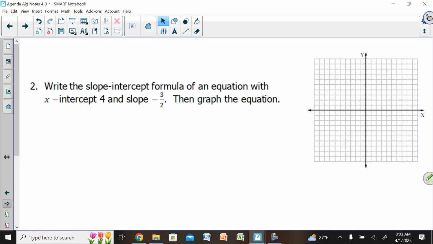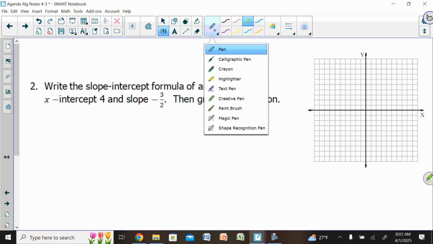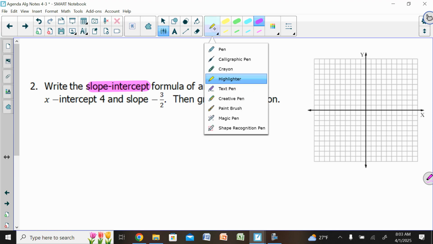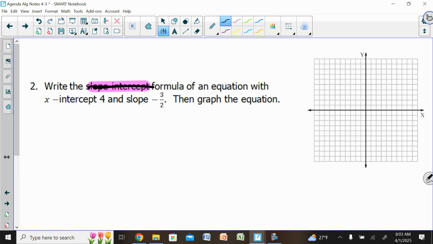All right. Number 2, write a slope-intercept formula of an equation with x-intercept 4 and a slope of -3/2. Then graph it. This is a really sneaky problem, and there's a lot of things happening here. I wish I had just changed this to, whoops, I meant to cross that out. Let's just change this to point slope formula.